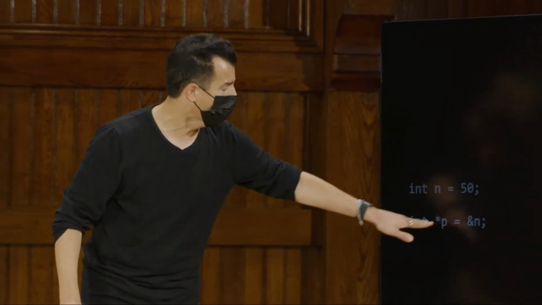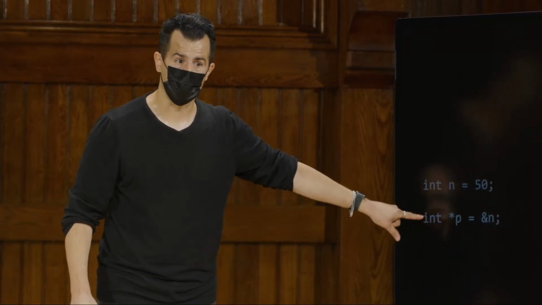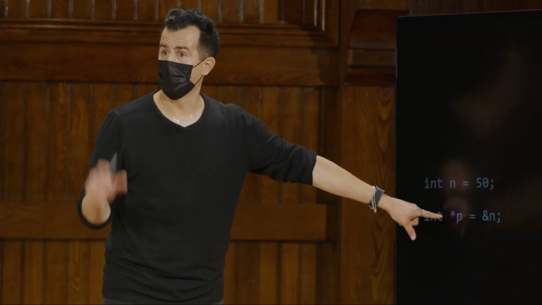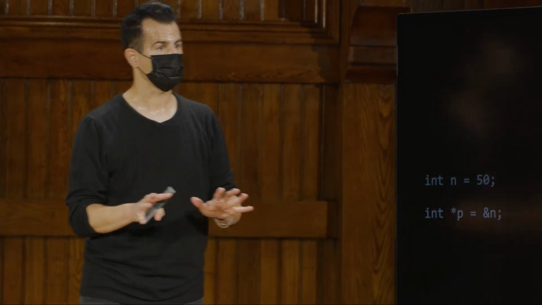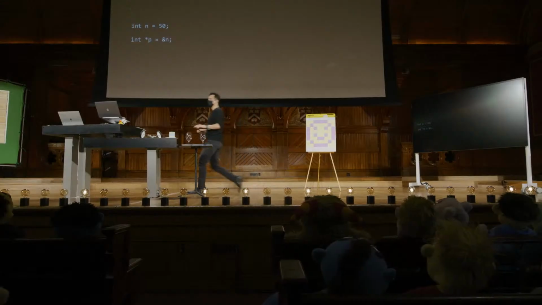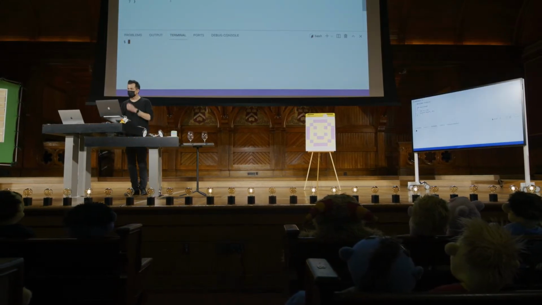And the way to declare a pointer is to specify the type of value whose address you're storing, and then use the star to indicate that this is indeed a pointer and not just a regular old int. So let's see this in practice. Let me go back to my own source code here. And let me make just a couple of tweaks.